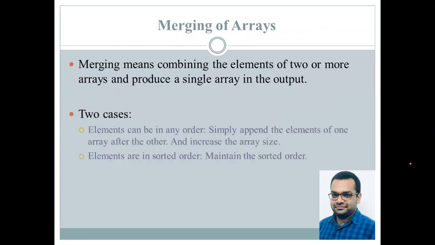So first of all, what do you mean by merging? Merging means that we are given two or more arrays and we want to combine the elements of those arrays, and the resulting array contains the elements from all the arrays that are merged or combined.